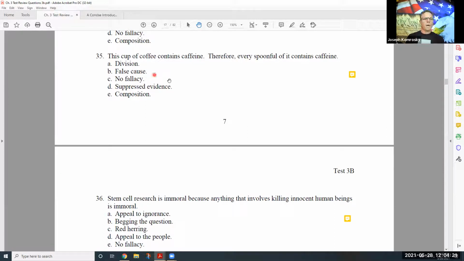Here we go. This cup of coffee contains caffeine. Therefore, every spoonful of it contains caffeine. Are we falsely attributing a property from the whole, which is the cup, to every spoonful? No, we're literally saying, hey, this cup contains caffeine. And I'm not a PhD chemist, but I'm pretty sure every spoonful in that cup contains caffeine, instead of, oh, this spoonful doesn't contain caffeine, but the rest does. That just seems crazy making. So again, straightforward reasoning. And what's the purpose of this?